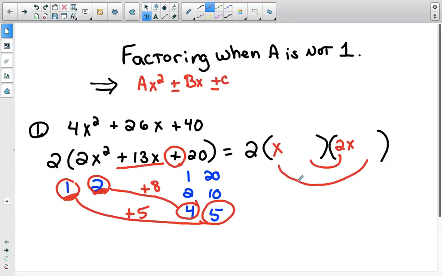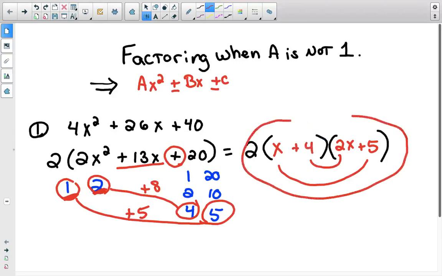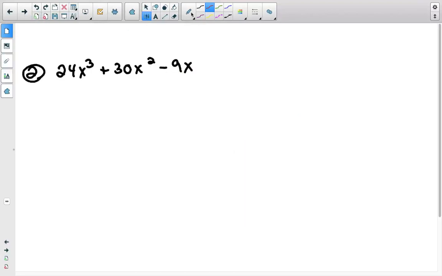So I'm going to follow this little loop, and it's a positive 5, so I'm going to put a positive 5 there. What did I multiply 2 by? Well, I multiplied by 4. And so I'm going to follow that little loop, and I'll have a plus 4 there. And there you go. That is factored completely. Those little loops don't count in the answer, but that's what they are. All right, so let's try another problem.